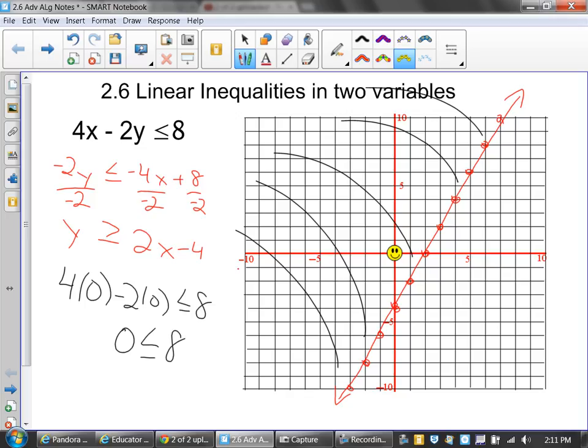Explain that last part, how you figure out. You agree that there's two sides here. What we're trying to do is figure out what side is true. You pick any point that is not on that line, and the easiest coordinate that isn't on that line is usually 0, 0. So you substitute back into the original inequality. 4 times 0 minus 2 times 0 gives me 0. Is 0 smaller than 8? Yeah. So is that a true statement? True. Yep. If it was a false statement, I'd shade on the other side.